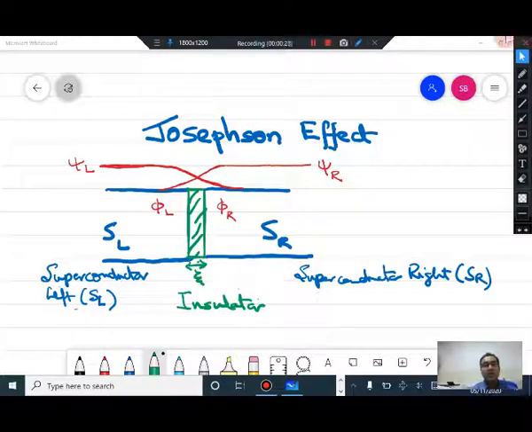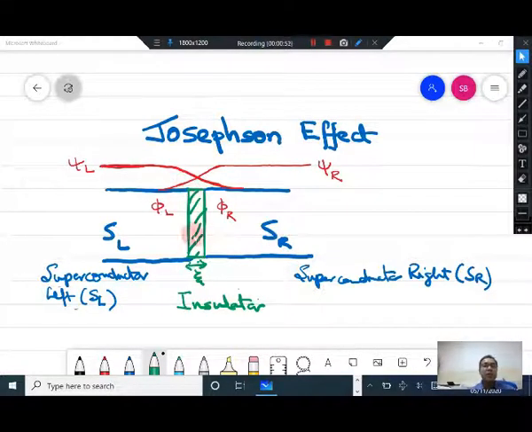The Josephson effect basically has two superconductors. One is a superconductor on the left and the other is a superconductor on the right. Now, you can take them to be two similar superconductors. They can also be dissimilar. For simplicity's sake, let us take them as two similar superconductors. One is the superconductor on the left, which is written as SL, and the other is the superconductor on the right, which is written as SR.